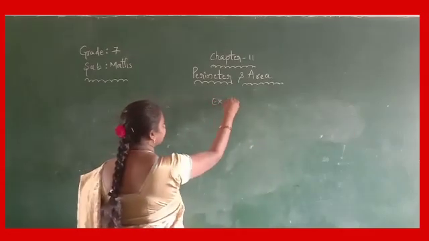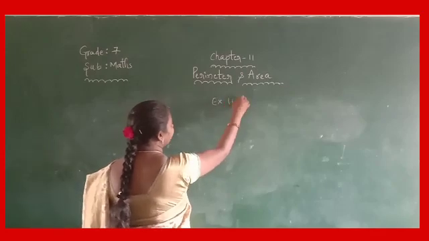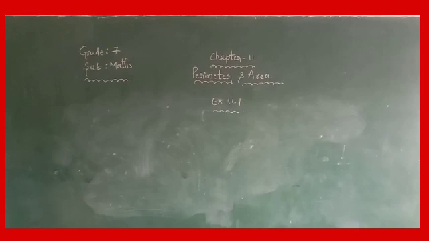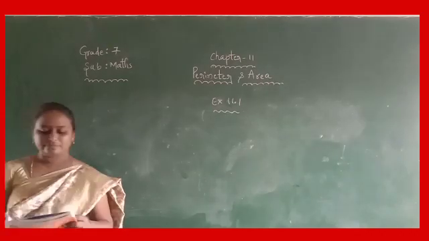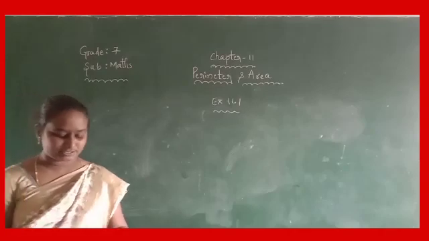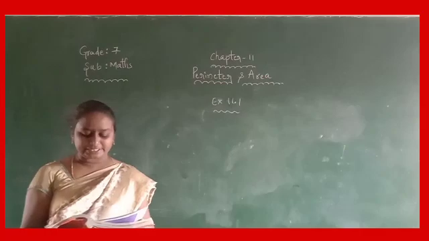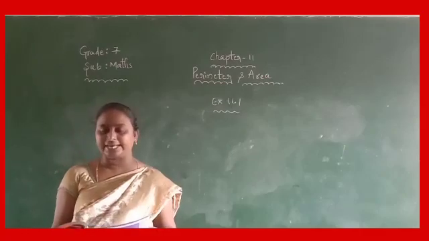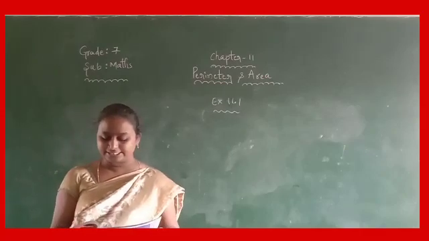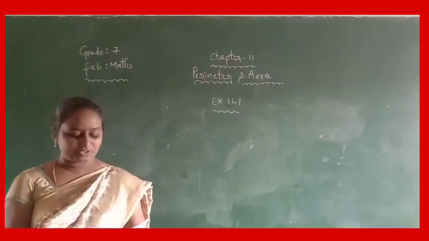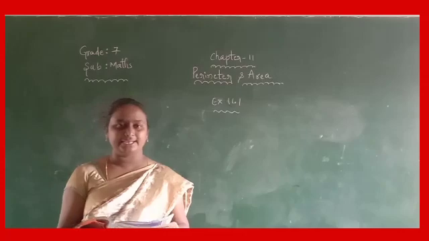Keep heading exercise 11.1. Take your textbooks and turn to page 208. First one, listen. The length and breadth of a rectangular piece of land are 500 meters and 300 meters respectively. Find its area.